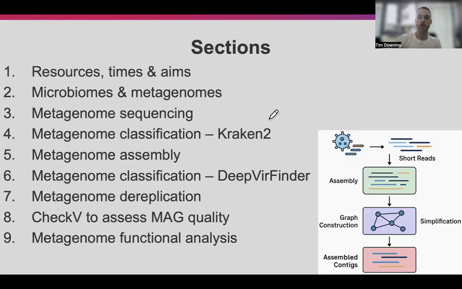So that concludes our part here on metagenomic classification with Kraken 2.